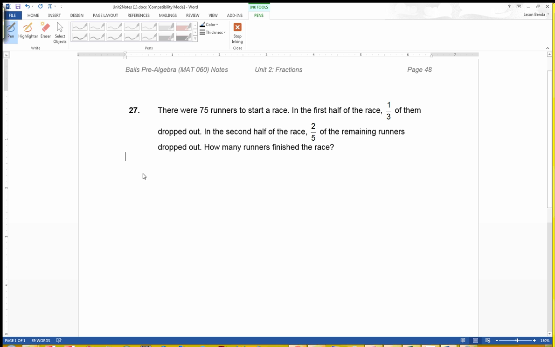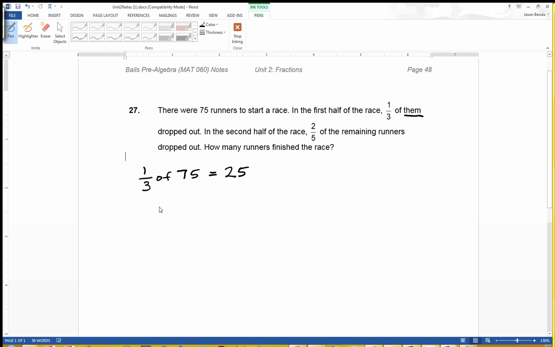And here's how, if you took this course with Alex, this is how Alex showed you how to do this problem. It says in the first half of the race, 1/3 of the runners dropped out. So we need to take 1/3 of them. So that's 1/3 of 75. 1/3 times 75 is 25.